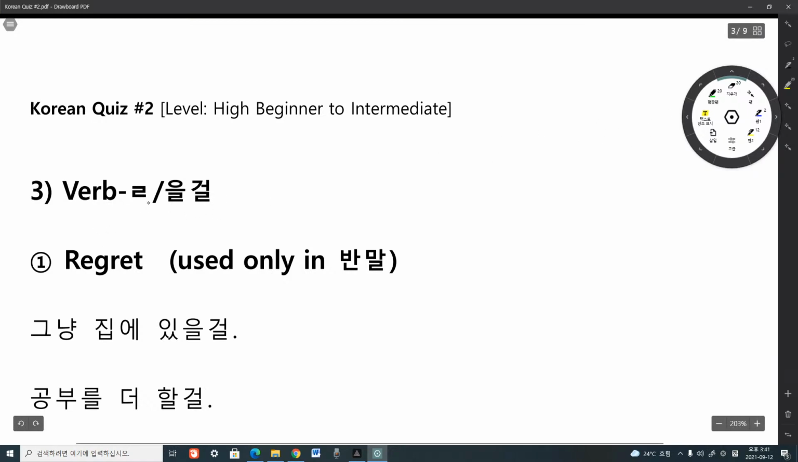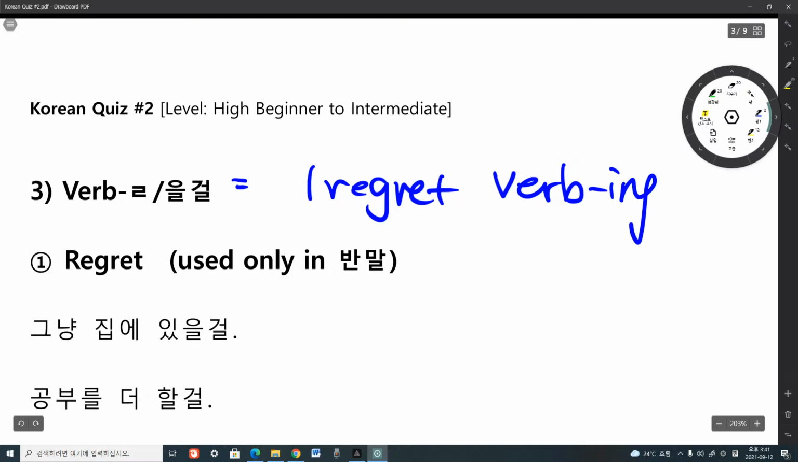So verb 을걸 can also mean I regret doing verb. The meaning is the same. It's just the form that changes. So it also means I regret this.